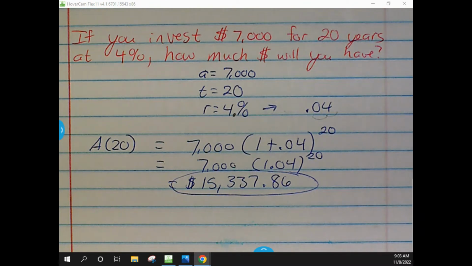Okay, so that's for investing over a certain amount of time. The second formula we've got to show you.